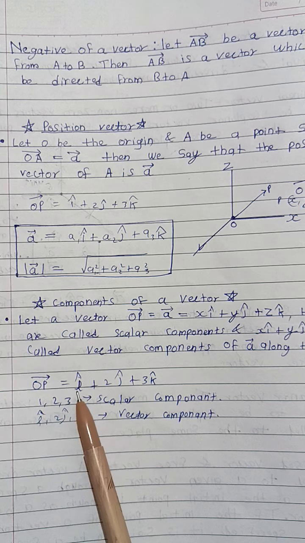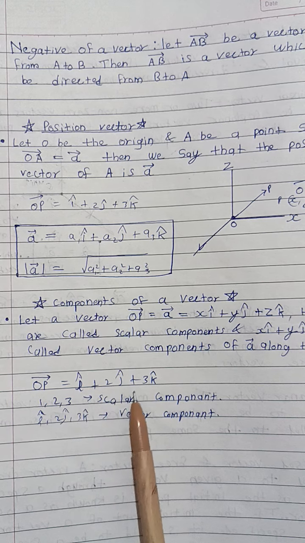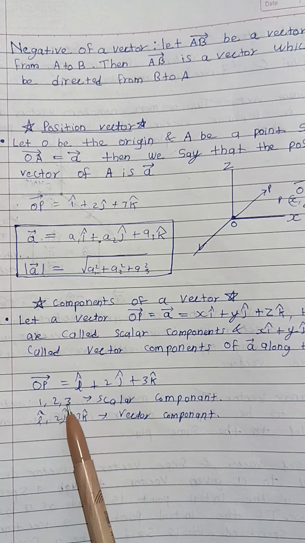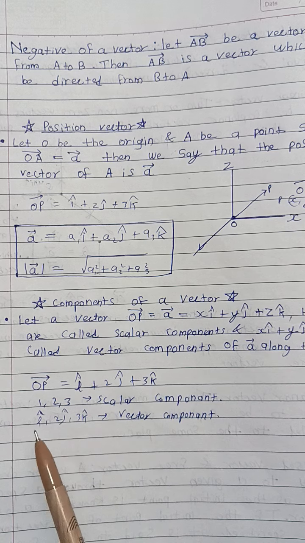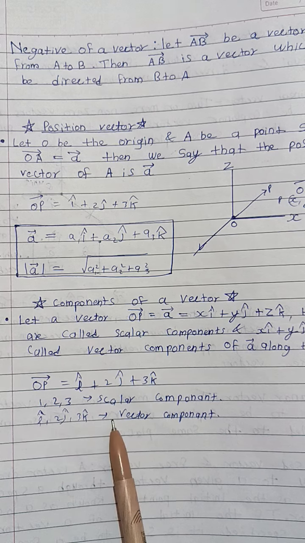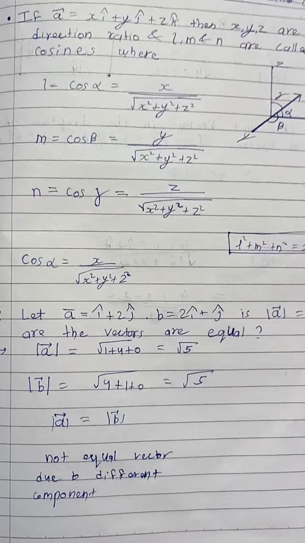Vector OP equals i cap plus 2j cap plus 3k cap. 1, 2, 3 are scalar components. i, 2j, 3k are vector components.